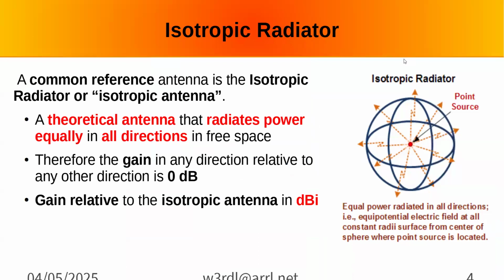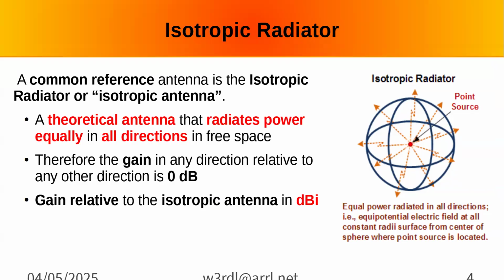And one of the things we always talk about as a reference is the isotropic radiator, which is the theoretical antenna that's a point source that radiates in all directions. So it's a perfect spherical radiation pattern in free space. I guess this doesn't matter where it is since you can't make one. It's theoretical. They say that its gain is 0 dB, which means 1, in any direction. 0 dB is 1. Right.